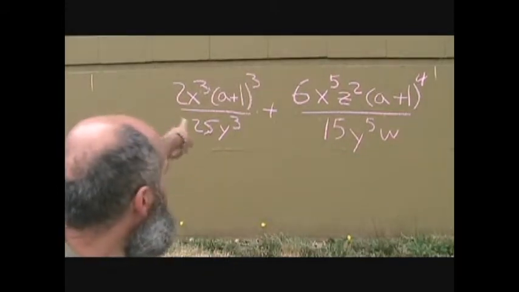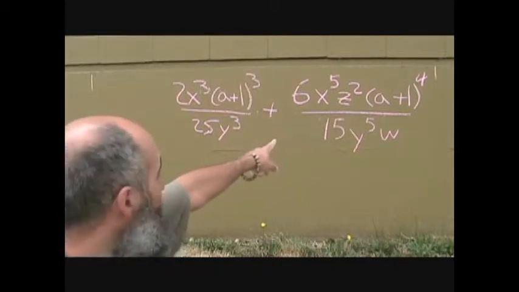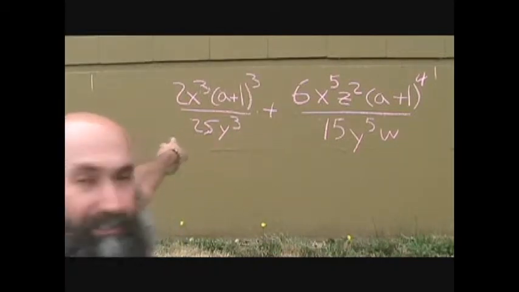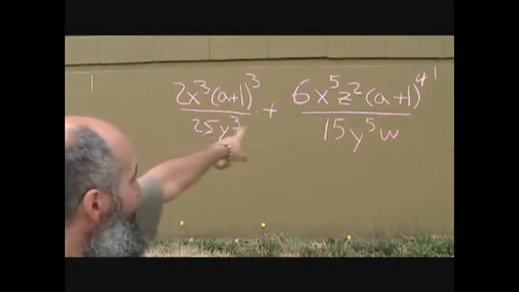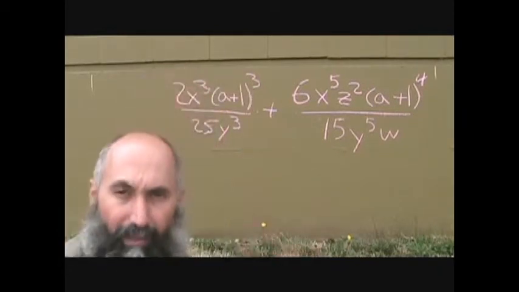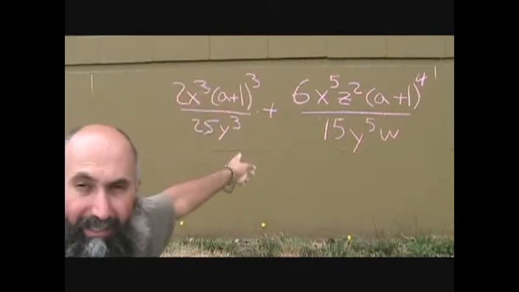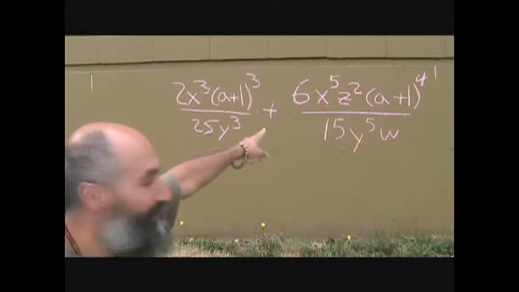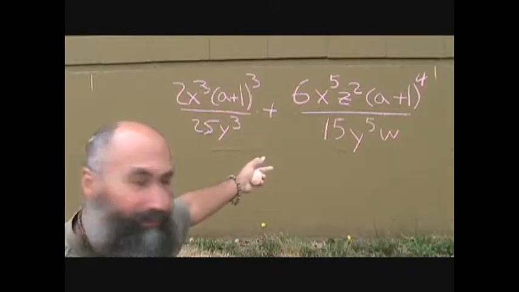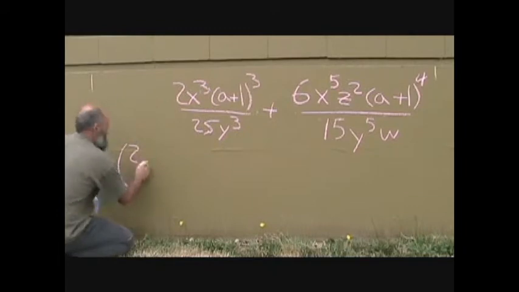Over here, we got 2x cubed and 6x to the power of 5. Let's deal with the 2x cubed and 6x to the power of 5 right off, right? Between 2 and 6, we can take out a 2. Between x cubed and x to the power of 5, we can take out x to the power of 3, x cubed, right?